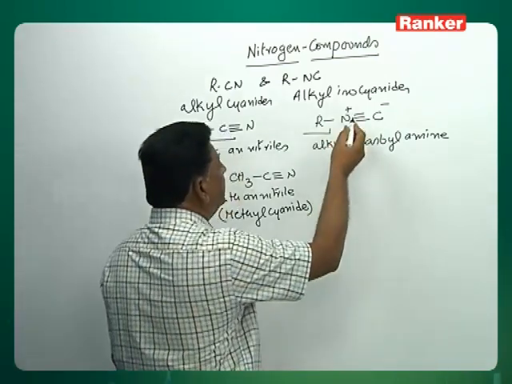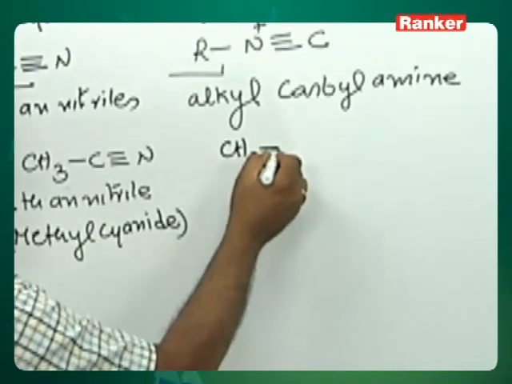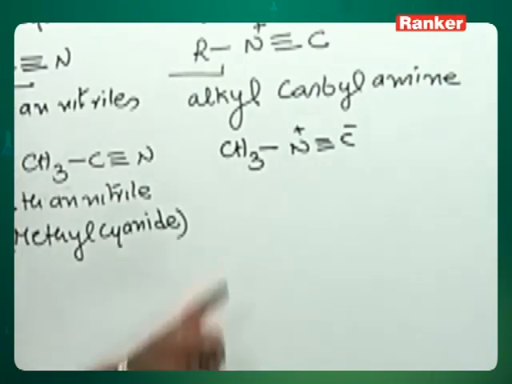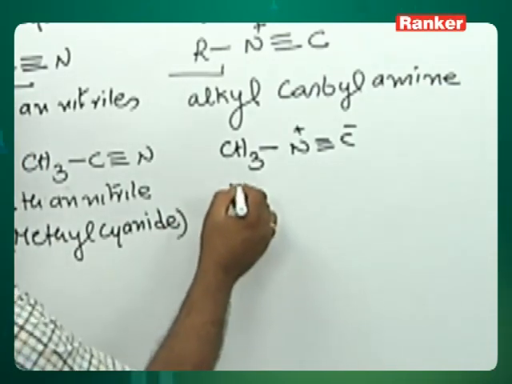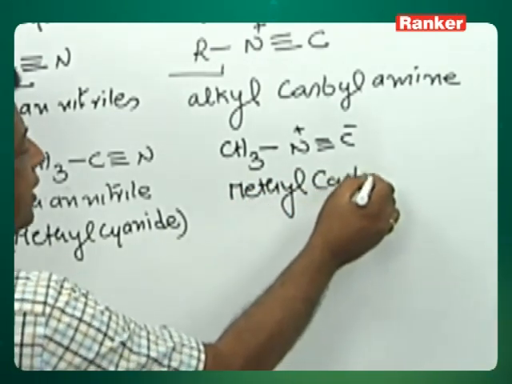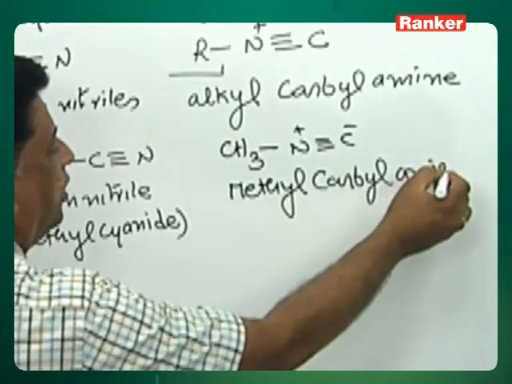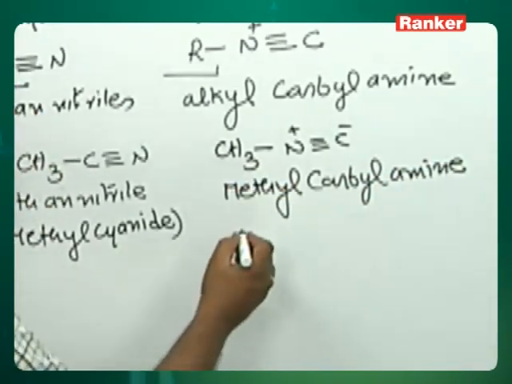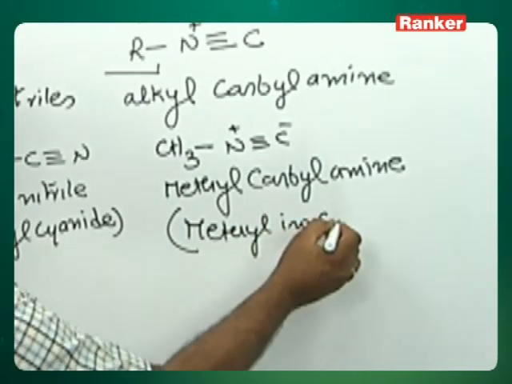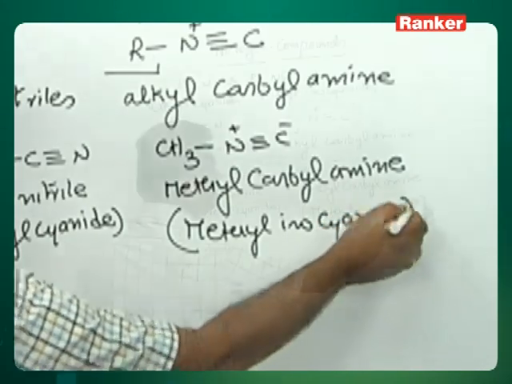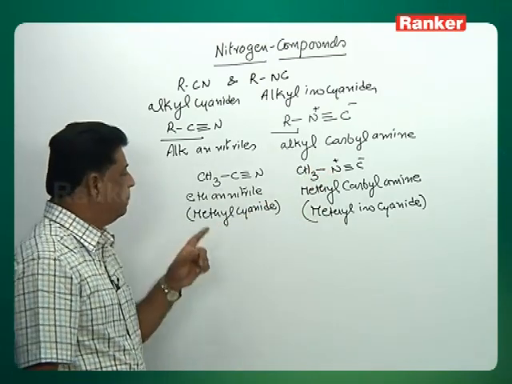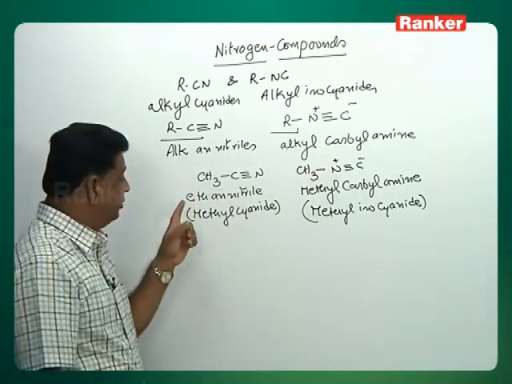Now similarly, an example for this class: CH3 N triple bond C with plus and minus. Now the root word is only one carbon, that is meth. Therefore, methyl carbyl amine. This is the IUPAC name. The radico-functional name is methyl isocyanide. So methyl cyanide and methyl isocyanide are the common names.